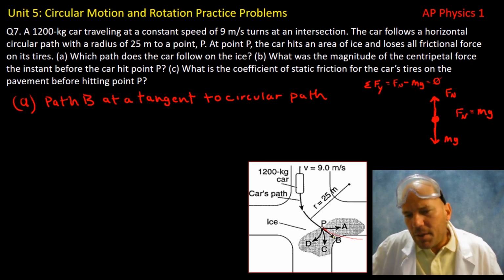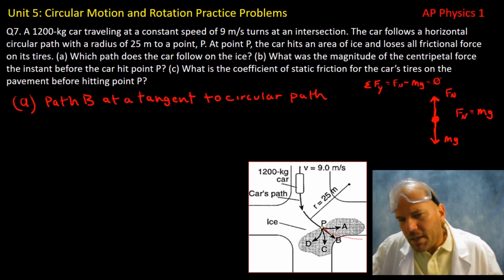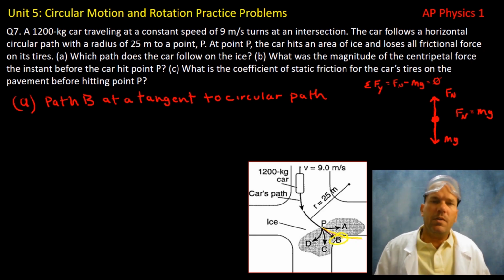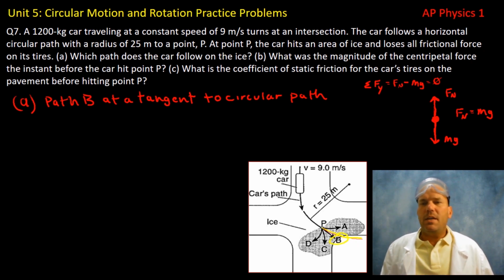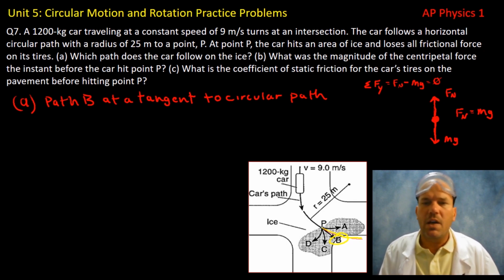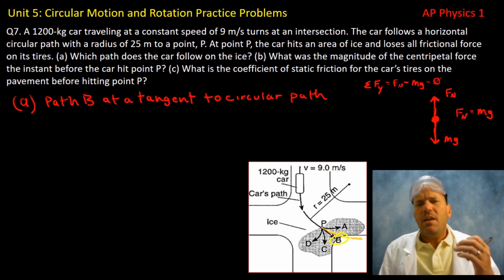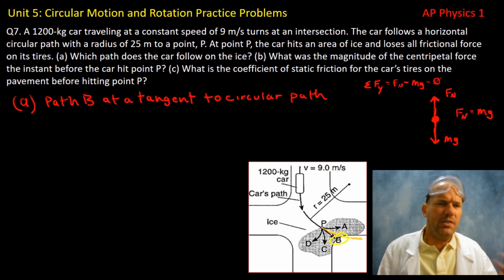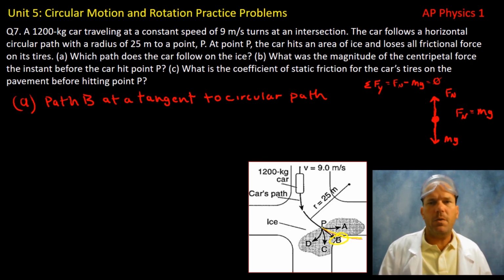See how that path B is going to be at a tangent to the radius of curvature. So it would follow path B in that case if we lost the center-seeking or centripetal force. Part B, what was the magnitude of the centripetal force the instant before it hit the ice?